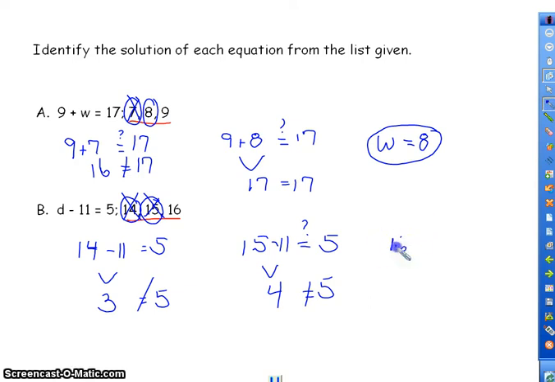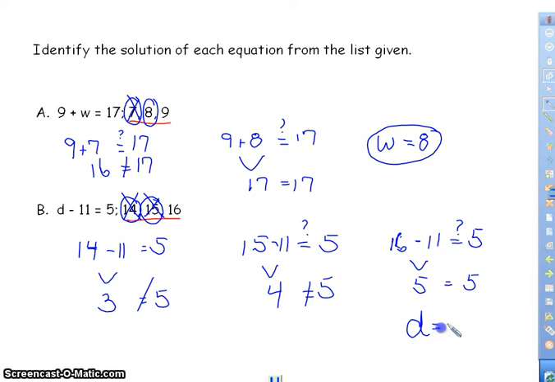16 minus 11. I'm going to know if that equals 5. 16 minus 11 is 5. So we know we found our solution. And notice how our solution is not 5. Our solution is the number we plugged in for that letter.